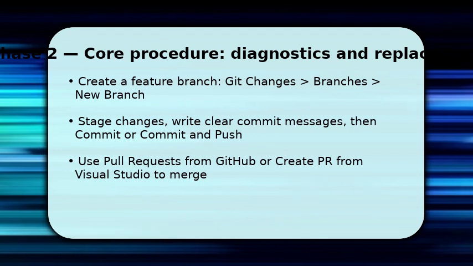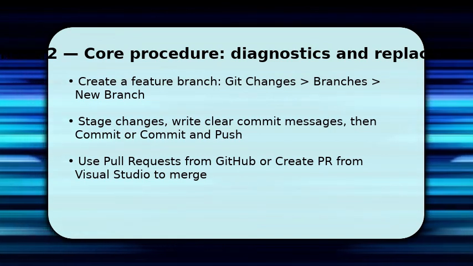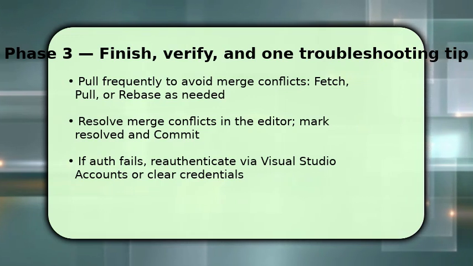When ready, open a pull request, either in GitHub or via Visual Studio's Create Pull Request action, to review, run checks, and merge safely into main. Finish by syncing and finalizing your PR.